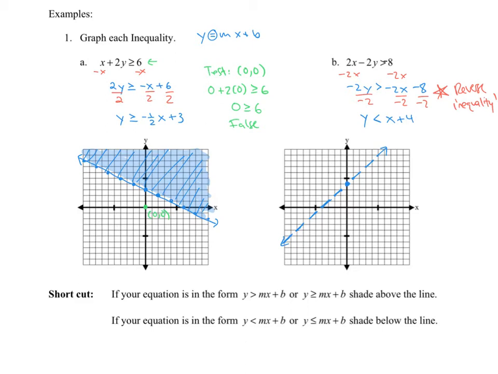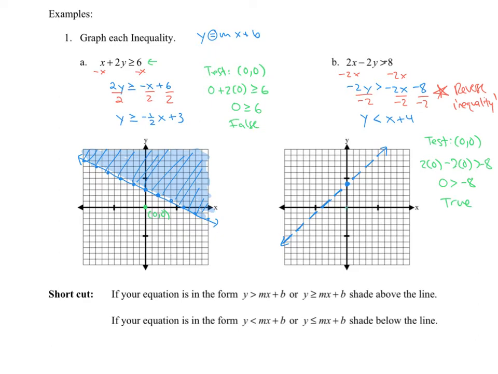And now again, I'm going to test a point to see if it satisfies the inequality. If it does, that's the side I shade. If it doesn't, that's not the side I shade. I'm going to choose the point 0, 0 again because it's not on the line and it's an easy point to plug in. So I put 0 in for x and 0 in for y in the original inequality. And I get 0 is greater than -8. And I ask myself, is that true or false? And this time, that is true. 0 is greater than -8.